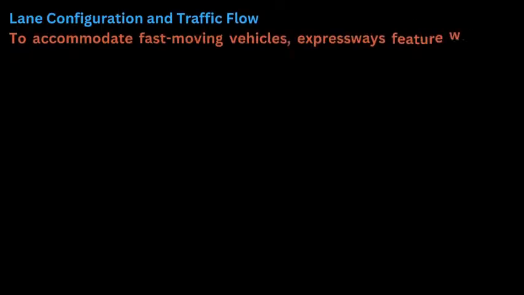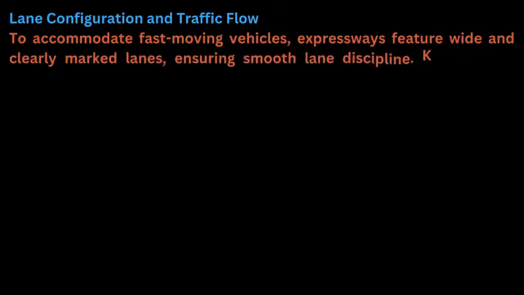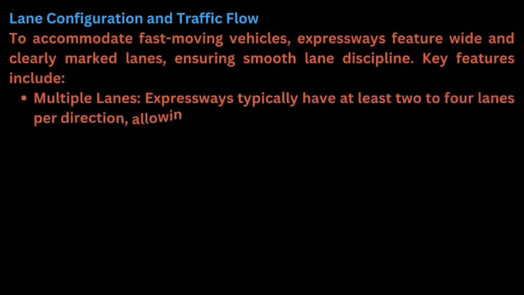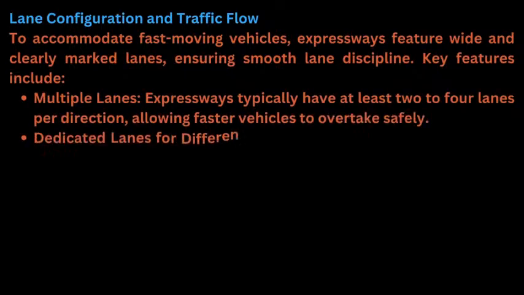Lane configuration and traffic flow. To accommodate fast-moving vehicles, expressways feature wide and clearly marked lanes, ensuring smooth lane discipline. Key features include multiple lanes. Expressways typically have 2 to 4 lanes per direction, allowing faster vehicles to overtake safely.